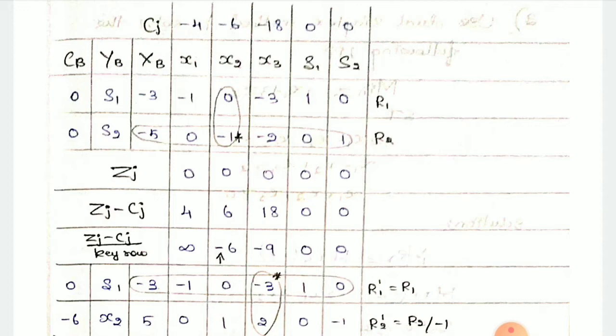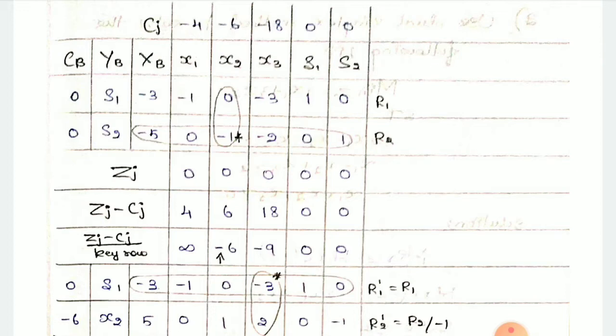Now we have to find out the Zj value. Zj value will be 0 because CB values are 0, and multiplying by 0 gives 0. So Zj is 0. Zj minus Cj is 0 minus of minus 4, which is plus 4; 0 minus of minus 6 is 6; 0 minus of minus 18 is 18; 0 minus 0 is 0; 0 minus 0 is 0. The first condition is that Zj minus Cj must be positive. Then only we can go for the next step, otherwise we can't apply this method. Here Zj minus Cj is positive.